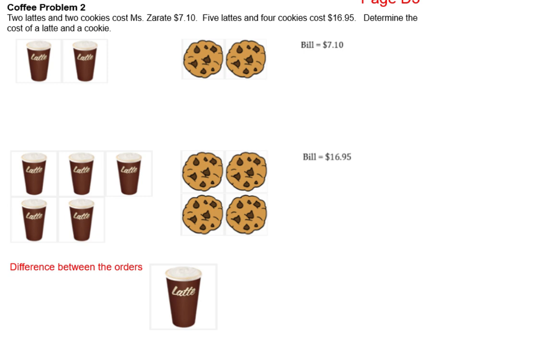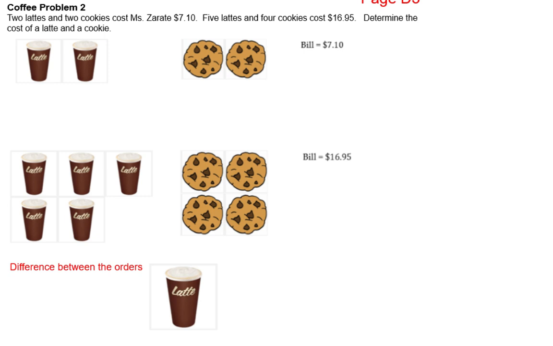So 2 lattes and 2 cookies cost Miserati $7.10. 5 lattes and 4 cookies cost $16.95. Determine the cost of a latte and a cookie. So we visualized our two orders here. 2 lattes, 2 cookies, $7.10. 5 lattes, 4 cookies, $16.95. Now, there's a problem here that we didn't have in the other one. In this one, the number of lattes is not the same and the number of cookies is not the same. So we have a bit of a problem.